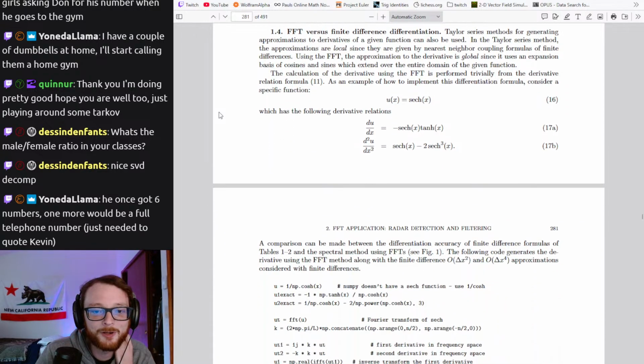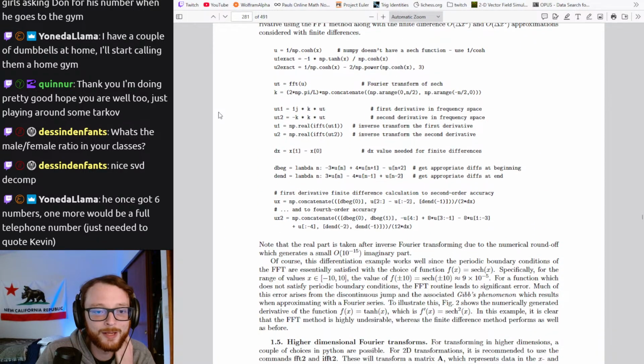Okay, so right now I'm just looking for a good example of a multivariable wave function.